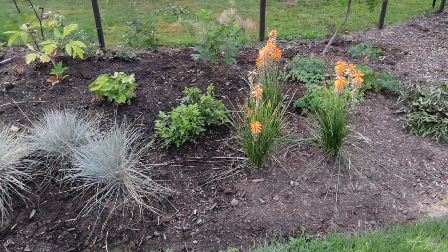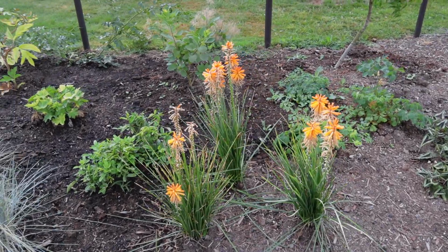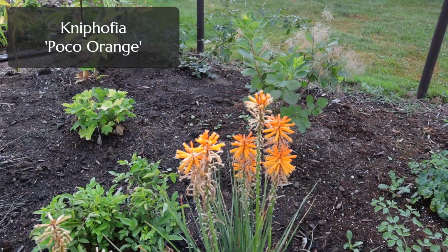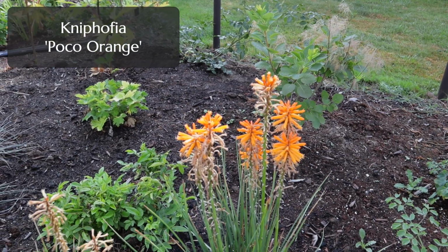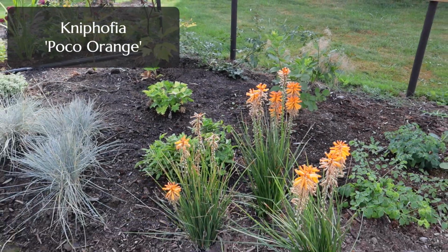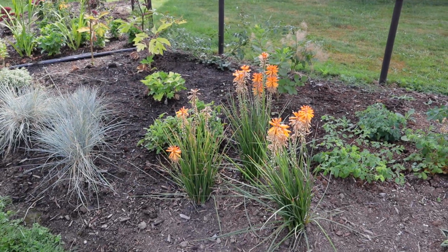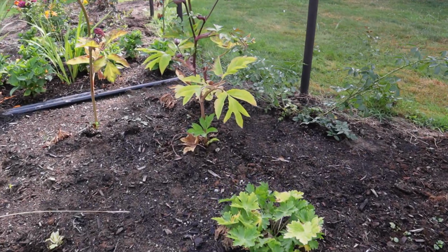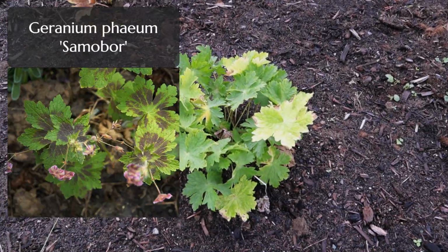Here's another one with that grassy type leaf, but it's a Knifophia, so it will have these bottle brush type flowers at the top that will also add to the different form and textures of the foliage and flowers in the garden. Back in the center here, I know I skipped one, Geranium that isn't too interesting right now.